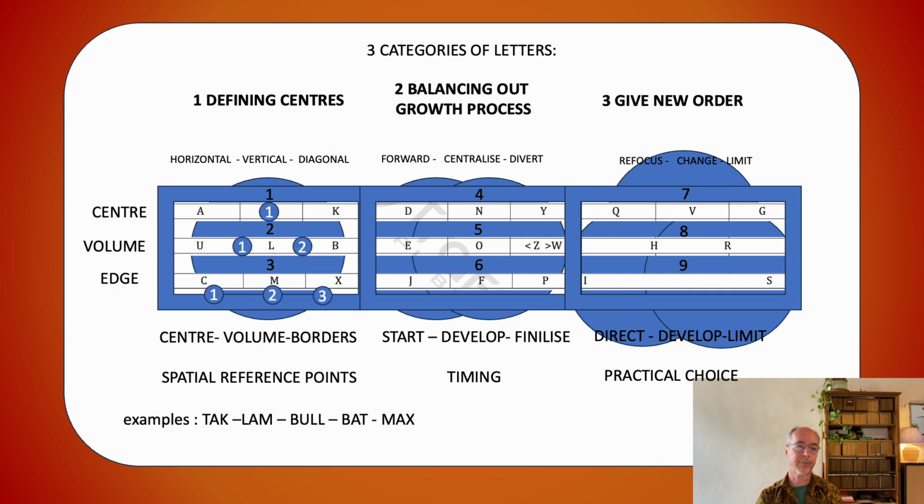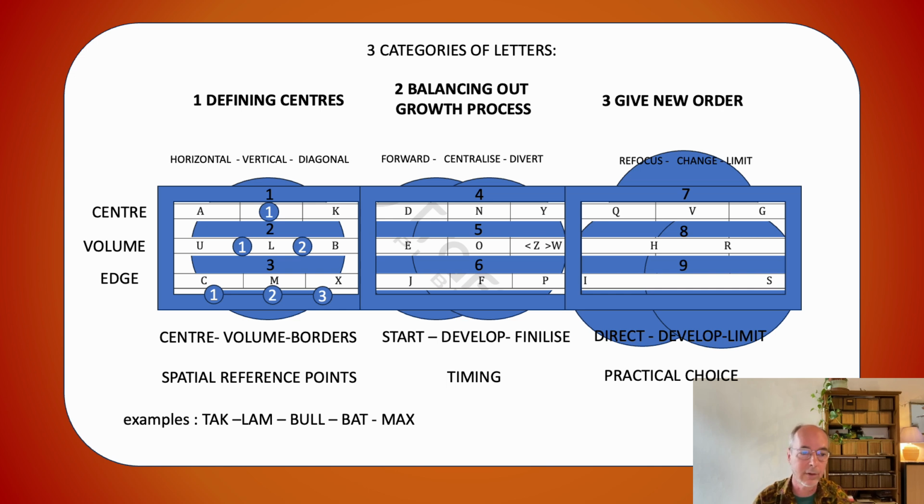And I will use 3 positions only, on a central position only, and letters that are in the first category only. So you have either A, T and K in one position, the central position, U, L and B in the volume positions, or the C, M and X at the edges. As simple as that.